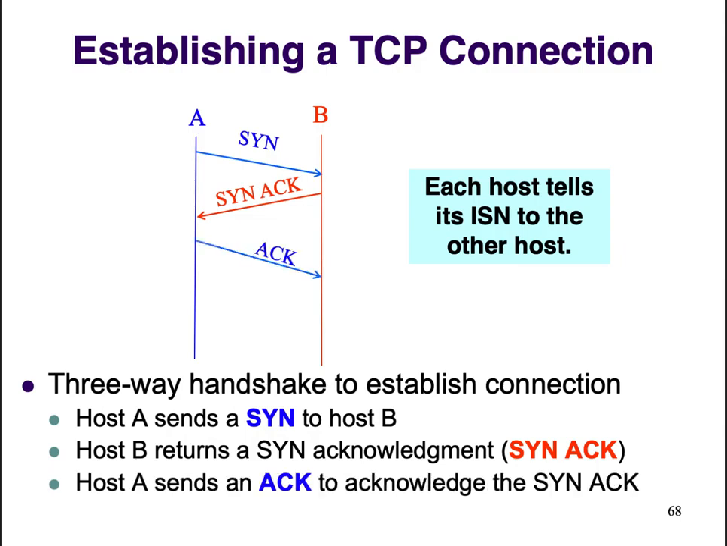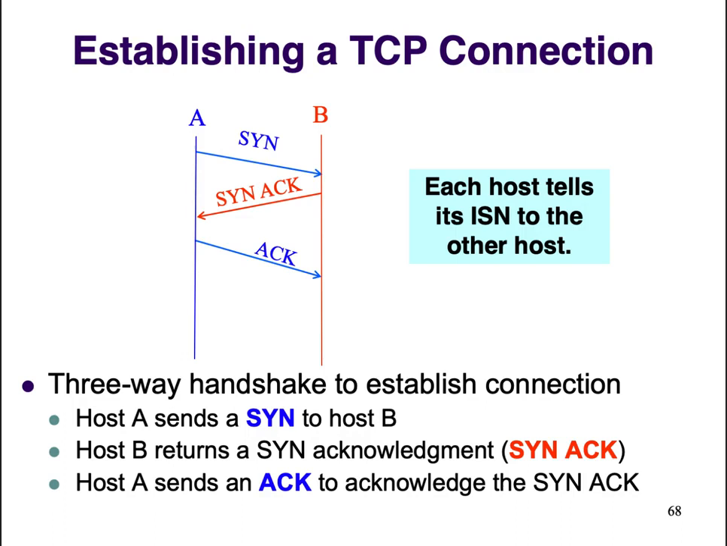And then finally, A will acknowledge B's initial sequence number, saying, I got your initial sequence number, I'm ready to receive data from you as well. Okay, so this is where we see the full duplex nature. Any questions on the high level setup? We'll then step through headers and how this gets done.